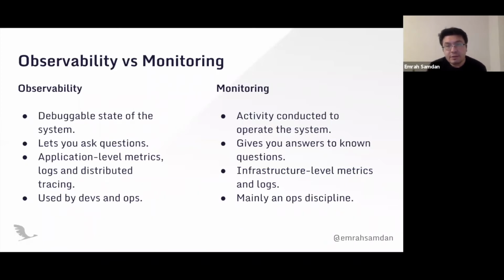In monitoring, on the other hand, you just watch something and you know what you are going to fix when you see the problem. Observability, as I say, lets you ask questions when you face unknown issues, but monitoring is motivated to give you answers for your pre-existing questions. While monitoring just keeps track of infrastructure level metrics and logs, observability focuses on application level metrics and logs. Monitoring was, and still is, mainly an ops discipline, while observability is used by developers and operations people together.